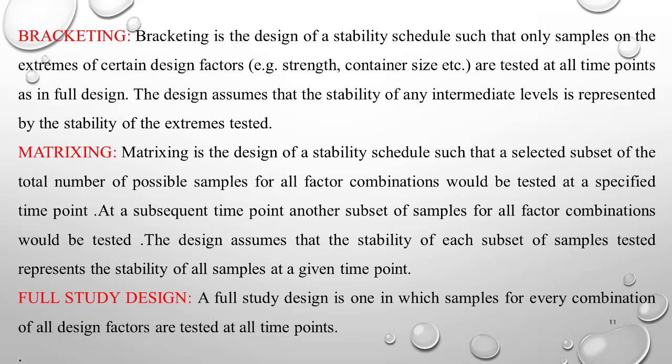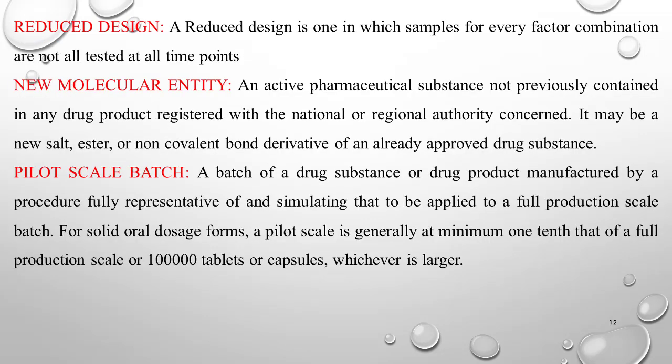Full study design. A full study design is the one in which samples of every combination of all design factors are tested at all time points. Full means everything. Reduced design. Reduced design is the one in which samples for every factor combination are not tested at all time points. That is reduced. We are not going to take all the samples. We will take some few samples.